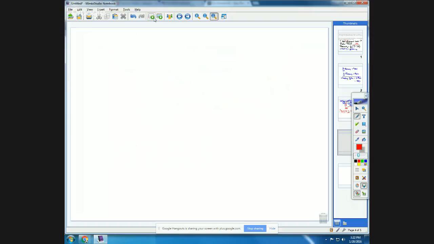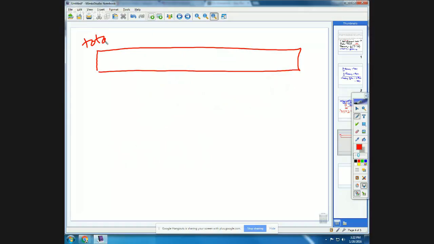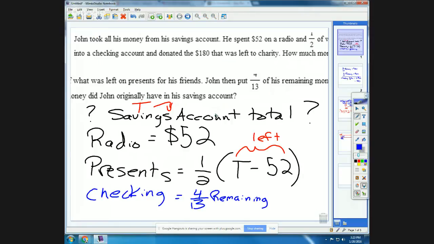So let's start over. I'm going to draw a picture of the whole thing. So this is my total right here. And now I have to start breaking up the total. The first thing we know is he spent 52 on the radio, right? Okay. Here is the radio, 52. Looking back at the problem, half of what was left was spent on presents for his friends. Okay.